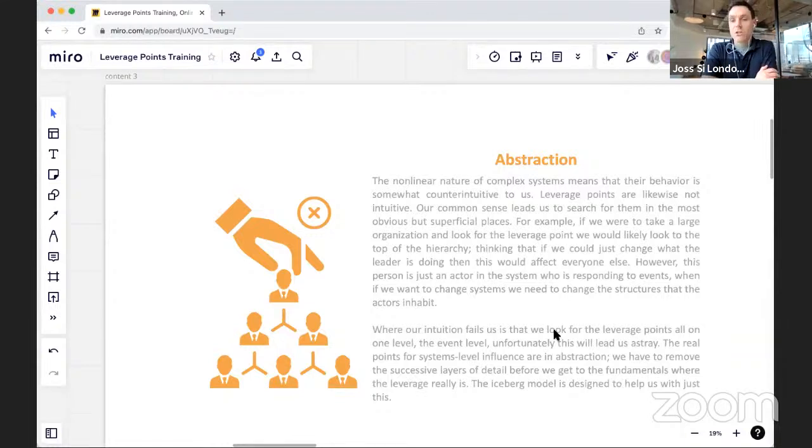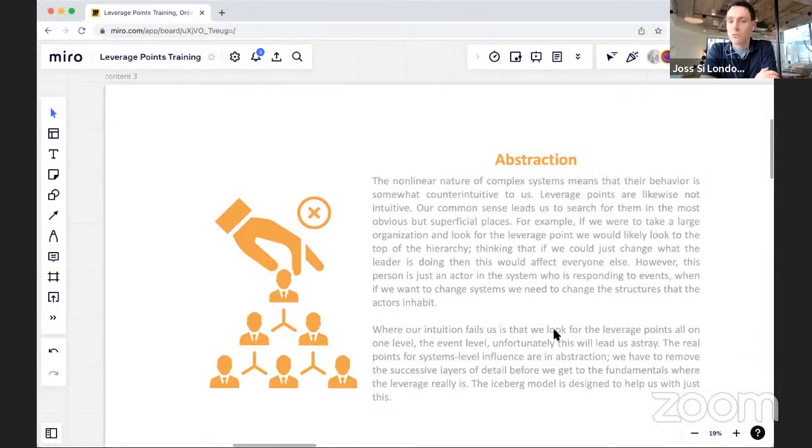Where our intuition fails us is that we look for leverage points all at one level, the event level. So we'll talk about it now. Maybe you've heard of this idea of the iceberg model. We'll look at it now, but what we're saying here is when we go and talk to the CEO or the president or whoever it is, they're just operating on one level, this event level. The real points for system level influence are in abstraction.